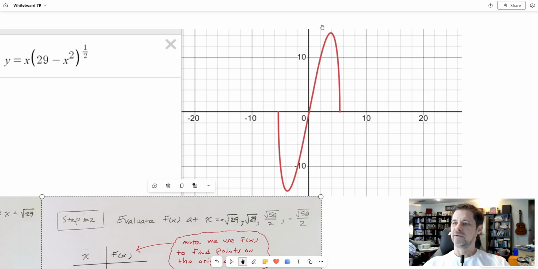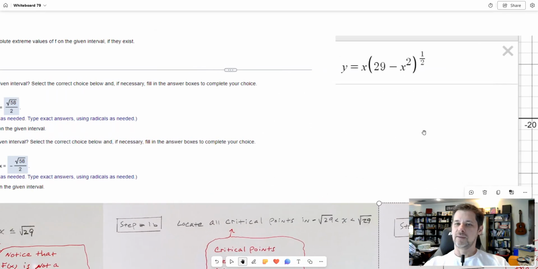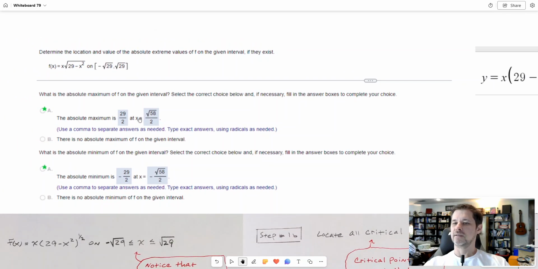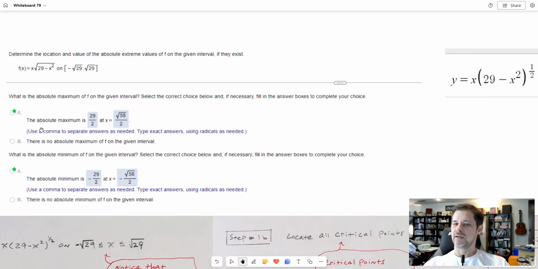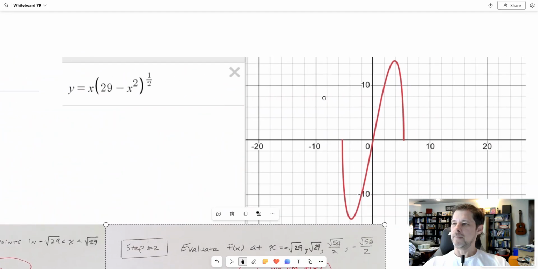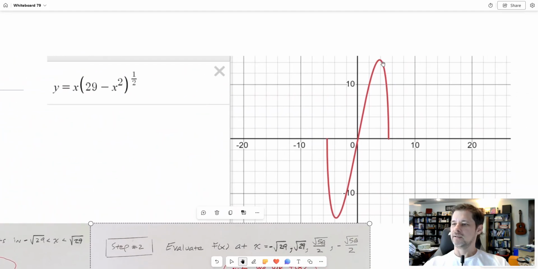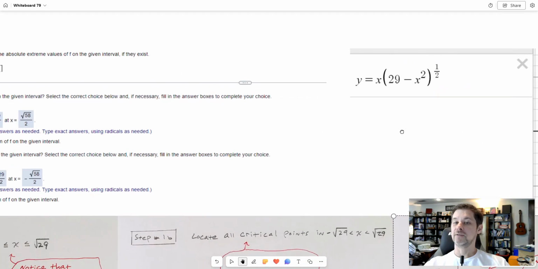I can't really tell where the point is. I could give you a rough guess, but I can't tell you with absolute precision that it's, say, root 58 over 2. If that's the answer, that means this absolute maximum point right there is located at an x-coordinate of root 58 over 2. So that's what we're after.